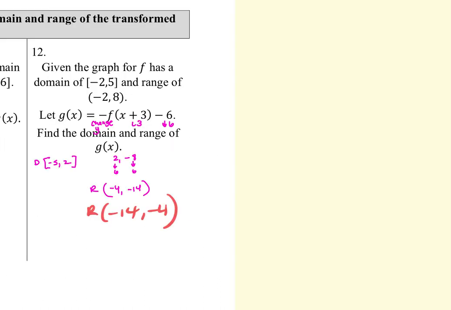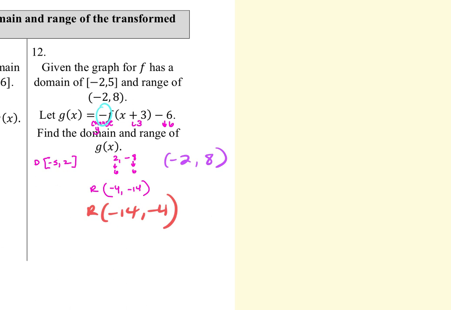Okay, so 12 says, given the graph has the domain and the range, and then it says negative on the front. So remember, negative on the front is what? It's over the x-axis, so it changes the y's, which would change your range. So that's the first thing. My range, which is negative 2, 8, okay? Well, I did the other order, but it doesn't matter because remember, the order doesn't matter for that one.